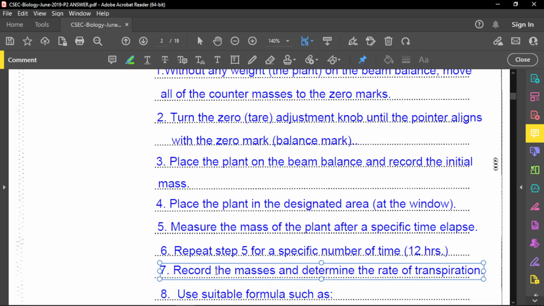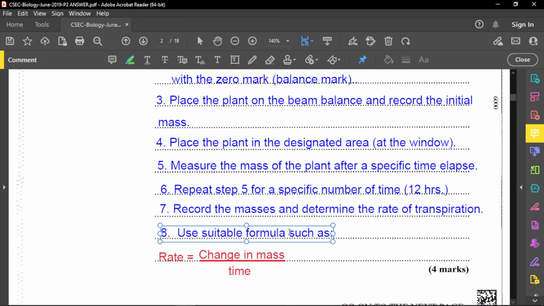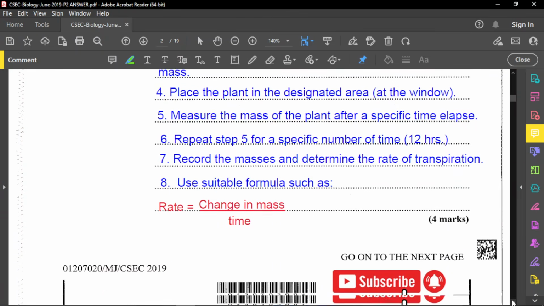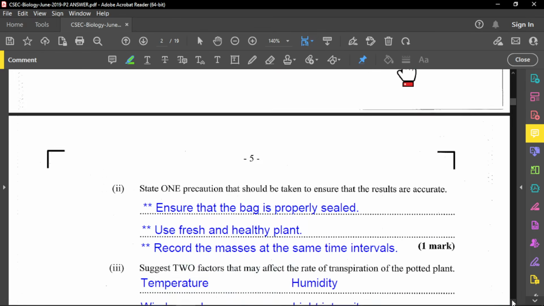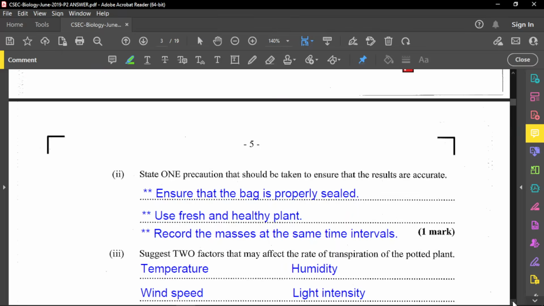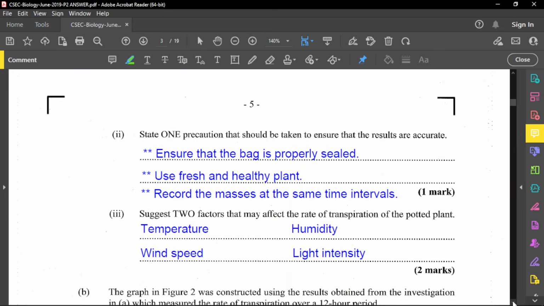And after that, during the experiment, you're going to record the masses and determine the rate of transpiration. And a point to note right here, you're going to use a suitable formula, such as the one given here. Rate of transpiration equals the change in mass over time. All right, and you can say average change in mass over time. Now, that's just a 4 marks question. Again, just outline exactly what you're going to do, but it's always good to talk about zeroing your apparatus or make sure your apparatus is clean. Things like that are very important.